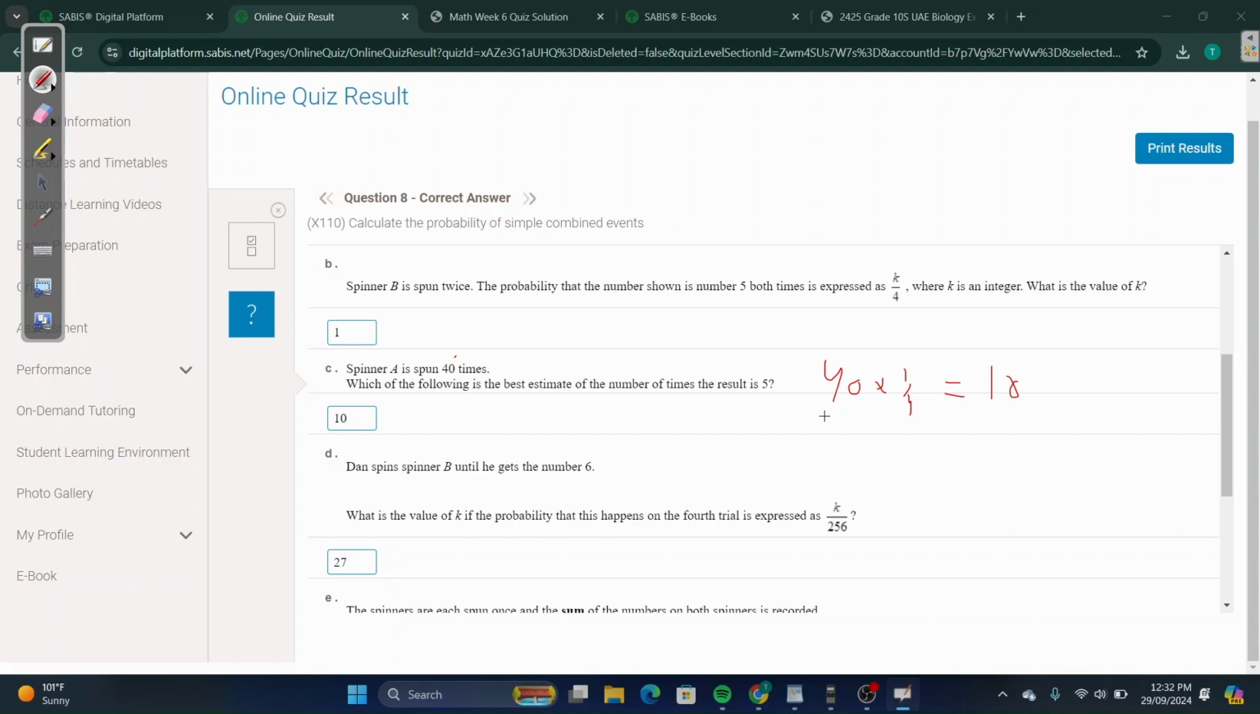Now, the reason why it's 10 is because it's not a probability, so it's not going to be less than 1. If they asked for the probability, it would be 1/4 to the power of 40, which is obviously going to be a very small number. So they're not going to ask that.